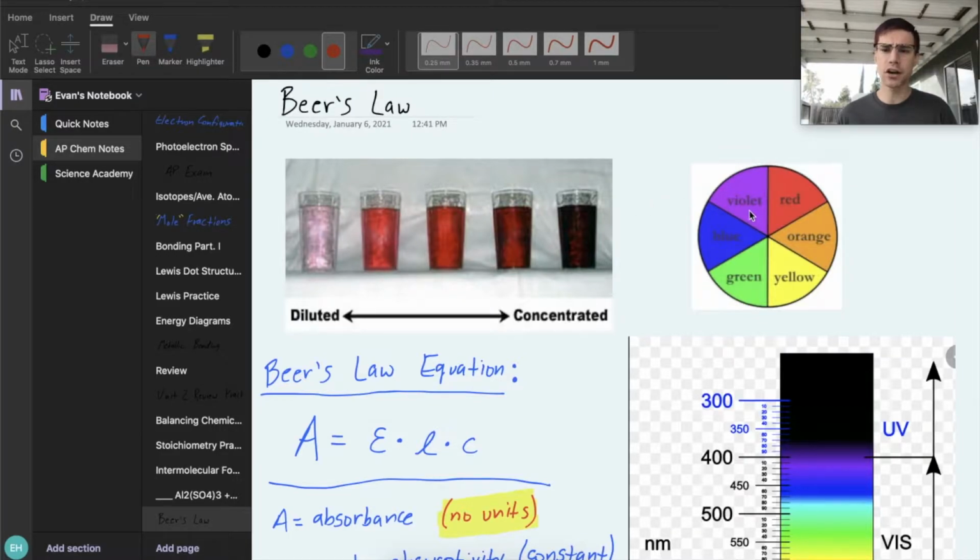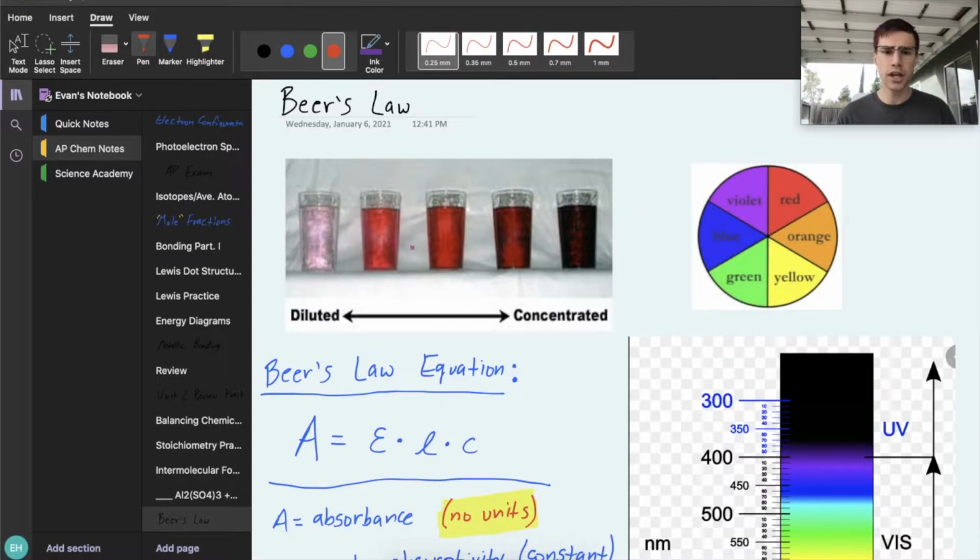Before we get to that, let's talk a little bit about colors. So here we have a color wheel, and hopefully you guys have seen this before. Now, if you didn't already know, there's some interesting interactions between different wavelengths of light, their amounts of energy, their wavelength, and their frequency, which we've talked about earlier this year. And what we're going to be talking about today is what kinds of wavelengths of light do different colors absorb, okay?